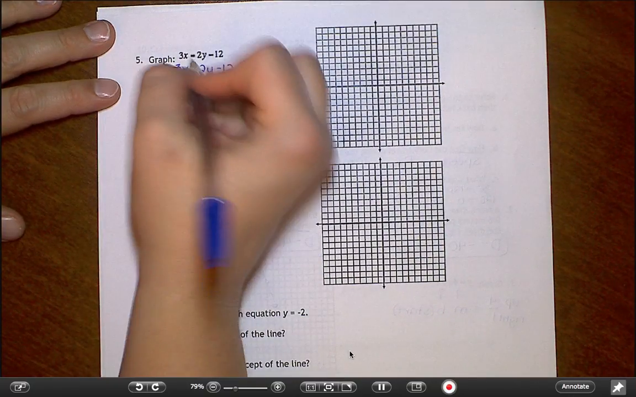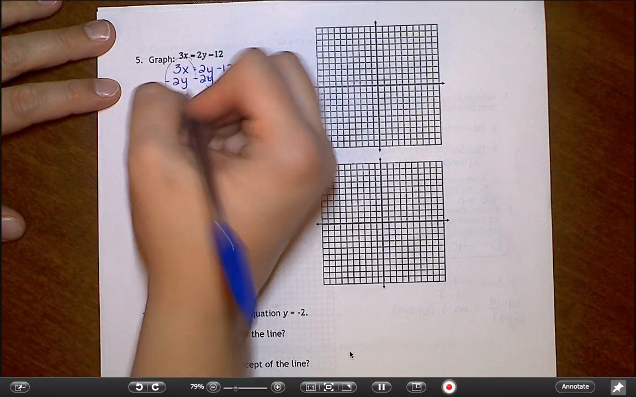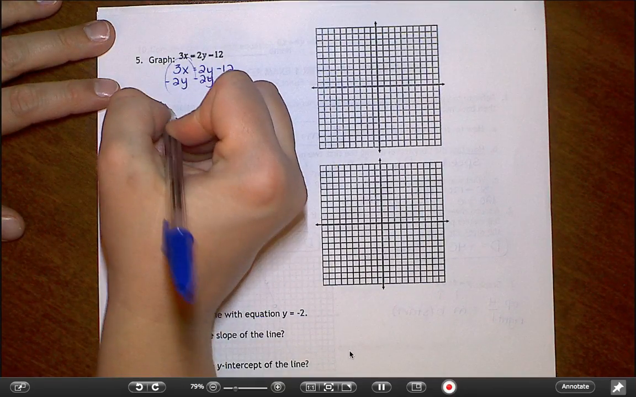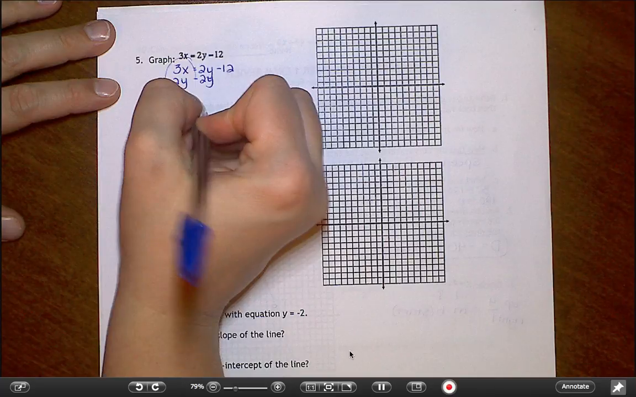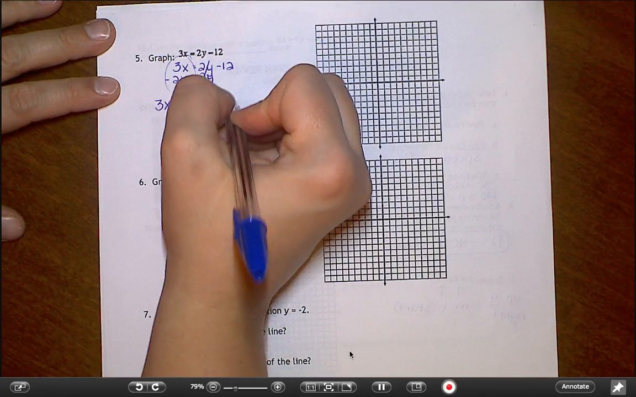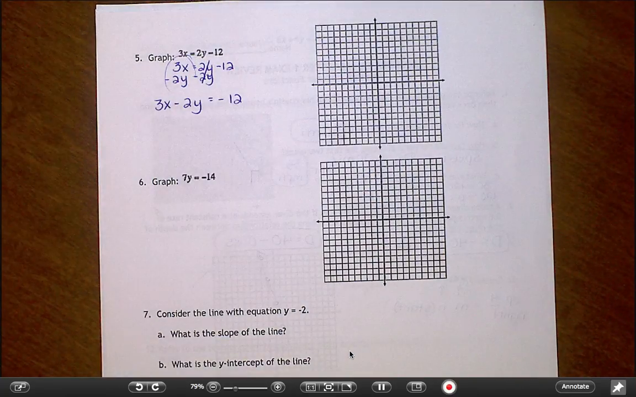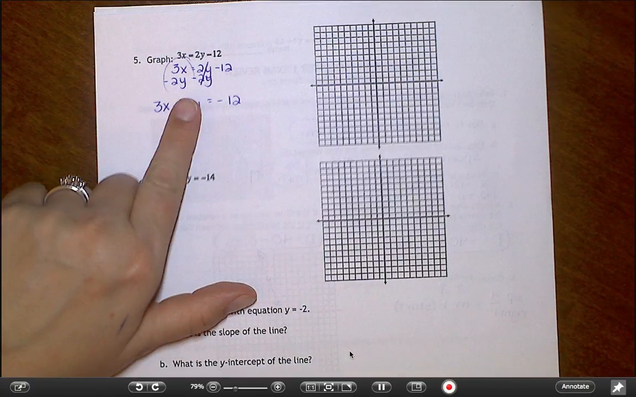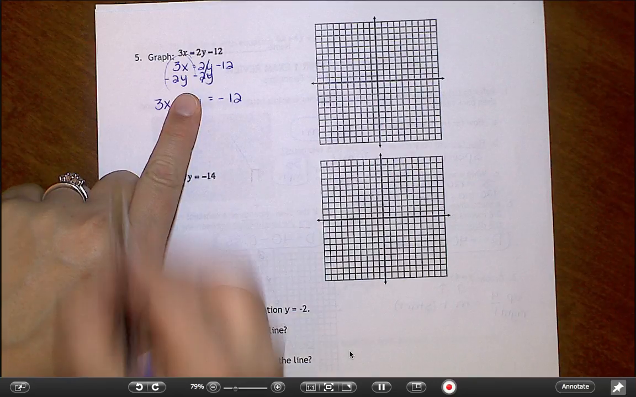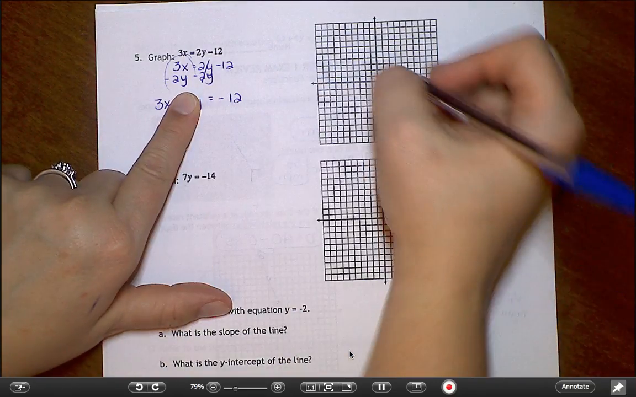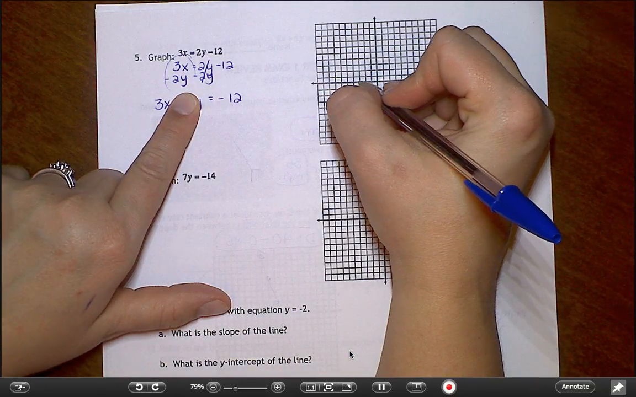And so this side I'm just going to write, I can't actually subtract those, so I would write it as 3x minus 2y equals negative 12. And then I'm going to do exactly the same thing I did in the last problem. So I'm going to look for the x-intercept by covering up the y. 3x equals negative 12, so x would equal negative 4.